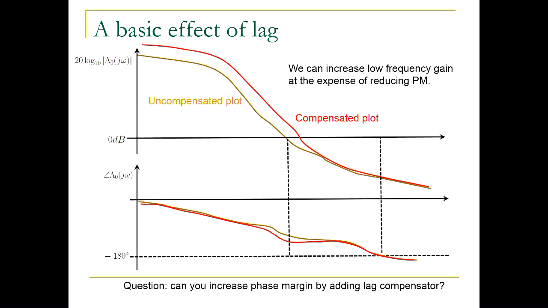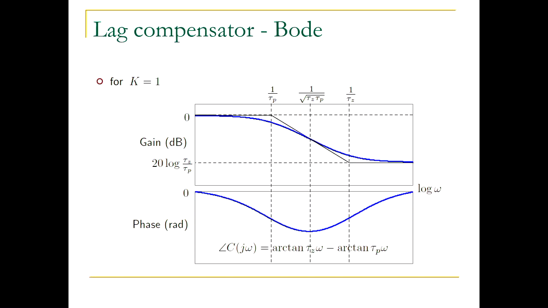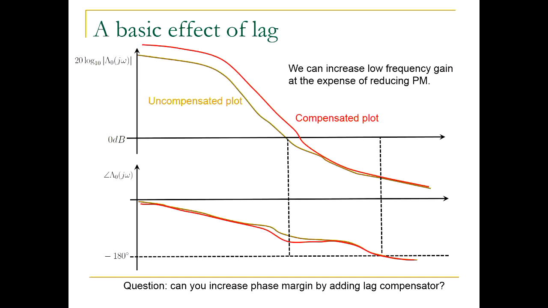So what you can do is note that this guy, if you used it exactly this way, by adding this magnitude plot to the plant magnitude plot, what can happen is that the compensated plot's crossover frequency might move this way. If the gain is, let's say, 0 for the compensator, crossover will move to the left.